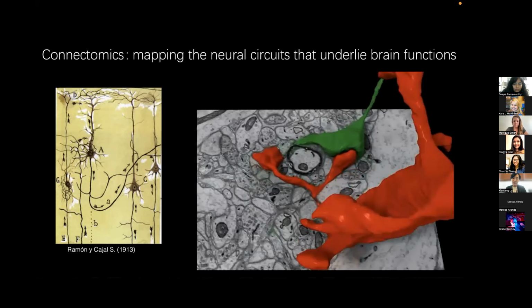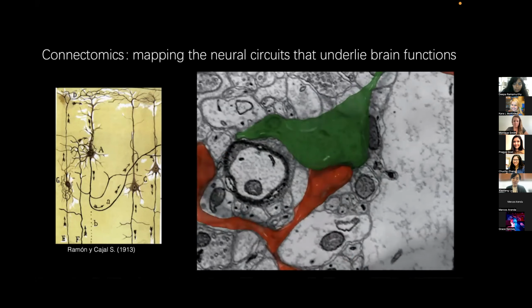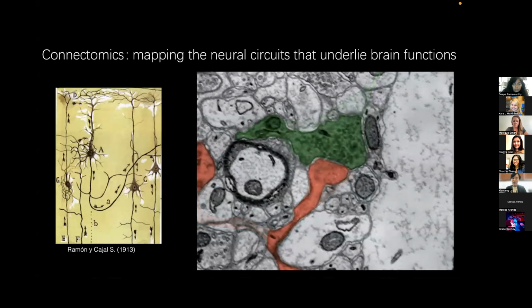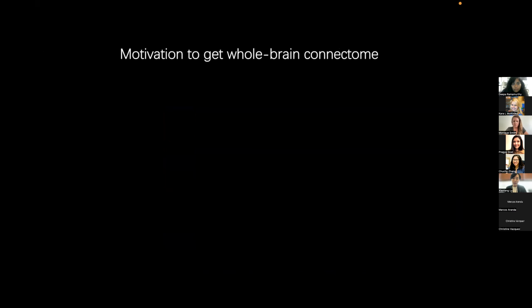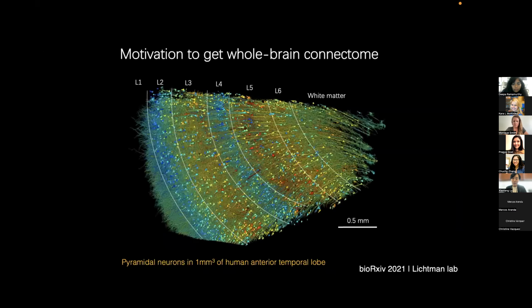We aim to map the actual neural circuits underlying brain functions. With advances in automated EM mapping over the past decade, we're now able to reconstruct the connectome from increasingly larger brain tissues. For example, this is all the pyramidal neurons our lab reconstructed from 1 cubic millimeter of human cortex, collaborating with Google. It is truly amazing to see such images.